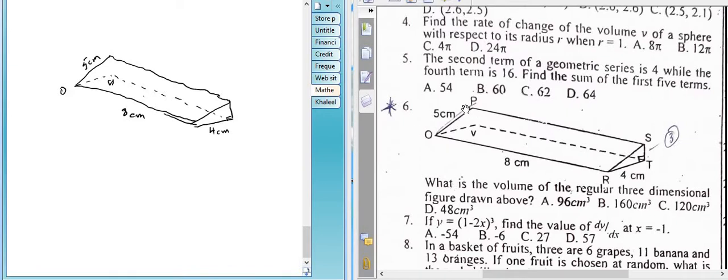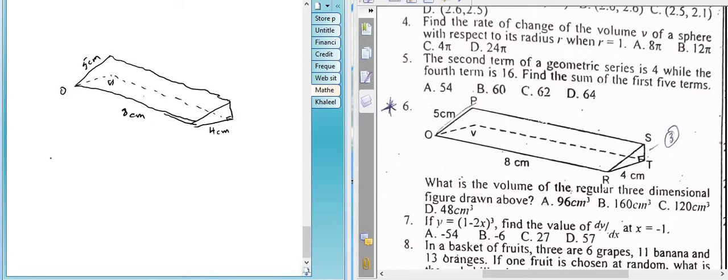Question 6 says, what is the volume of a regular 3-dimensional shape in the figure below? So this is the figure. Unfortunately the drawing is not well, but we are not here for drawing diagrams, we are here for solving questions. This is a triangular prism.